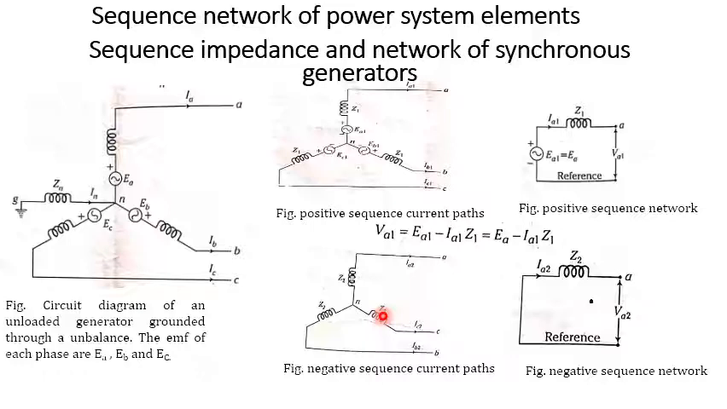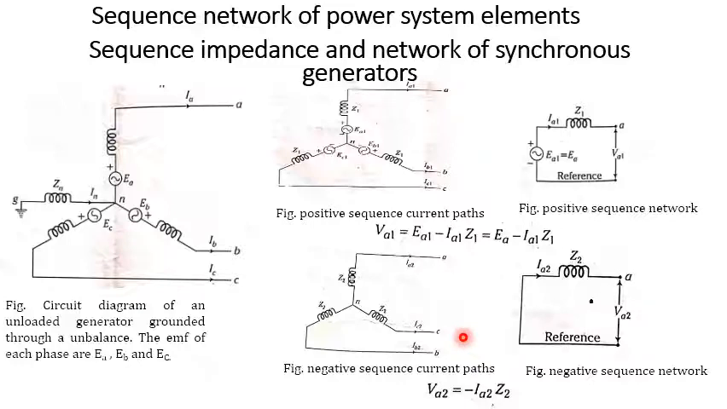However, whenever there is a fault or unbalanced load, negative sequence current can flow in the machine. Since negative sequence current does not flow in the neutral, Zn is not going to appear in the case of the negative sequence part. So from this we can write Va2 is equal to minus Ia2 Z2, because the current direction, the assumed direction, is the same.